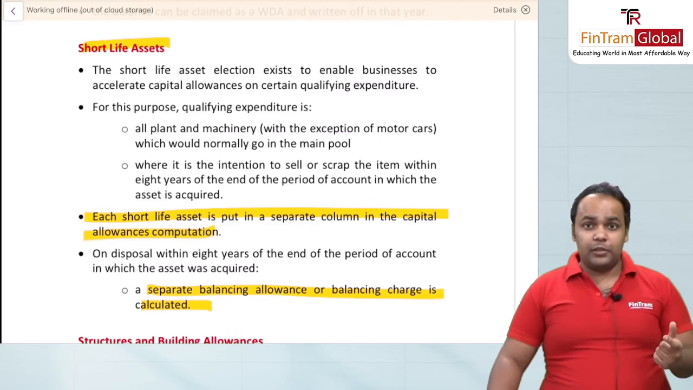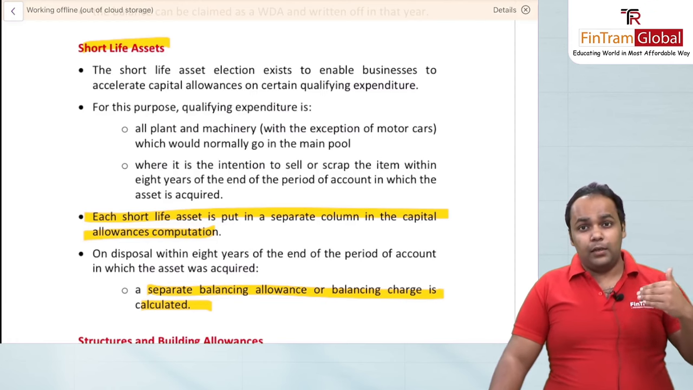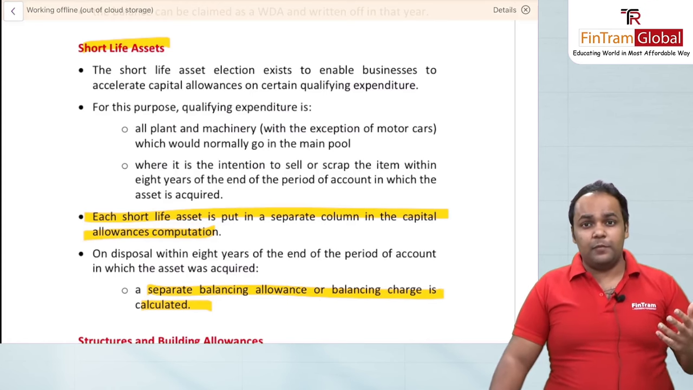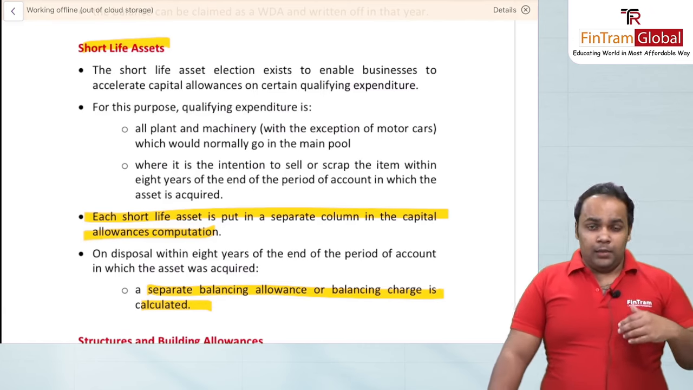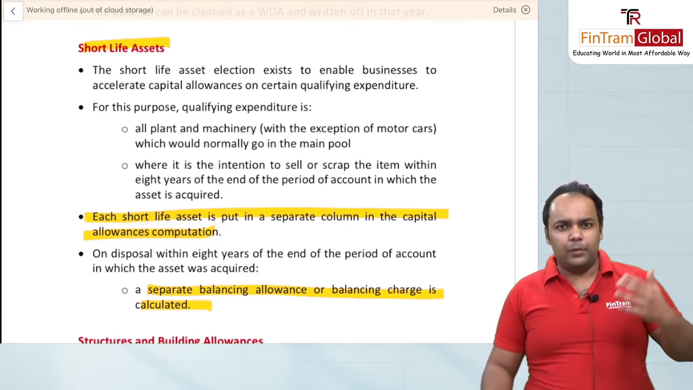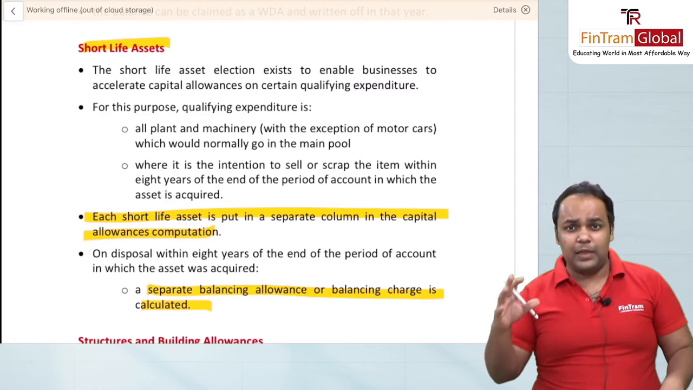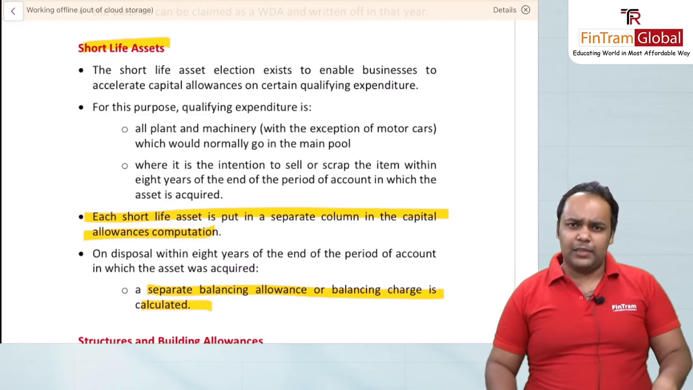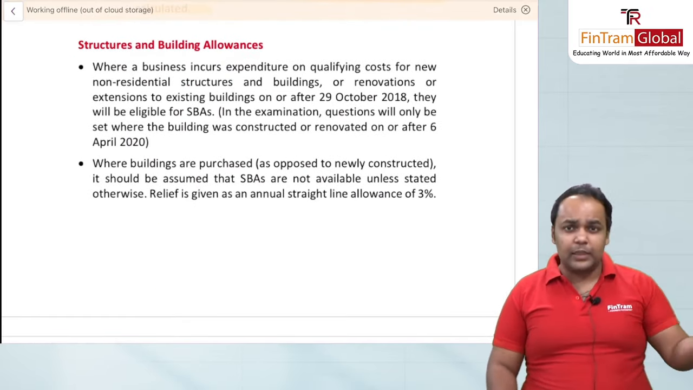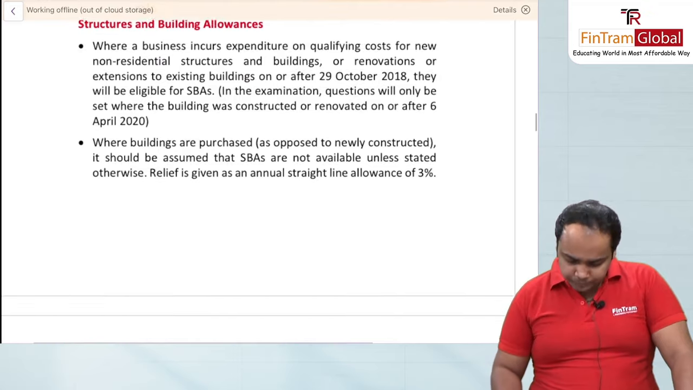Remember, guys, as we discussed during the session, this benefit allows them to get a balancing allowance on the sale of the asset. In the normal course of business, if it's only part of the pool, the allowance figure for the main pool will not be as much as the balancing allowance that you get for this asset alone. So in order to get a higher amount of balancing allowance on the sale of an asset within those 8 years, this special column is created for short-life assets.